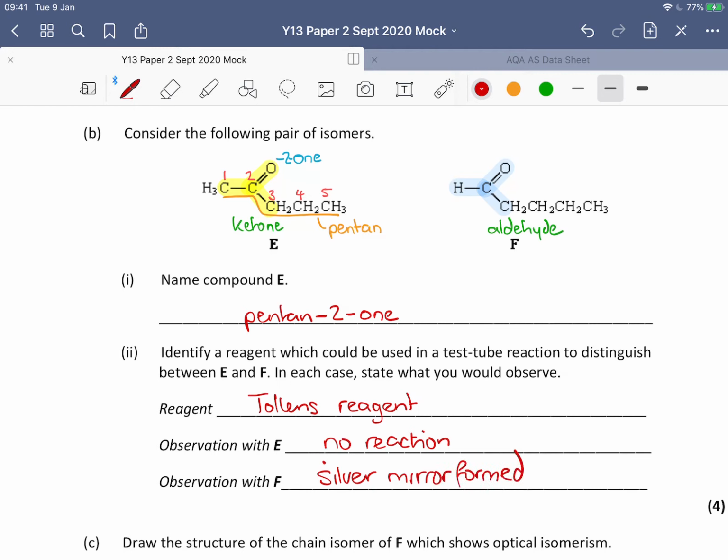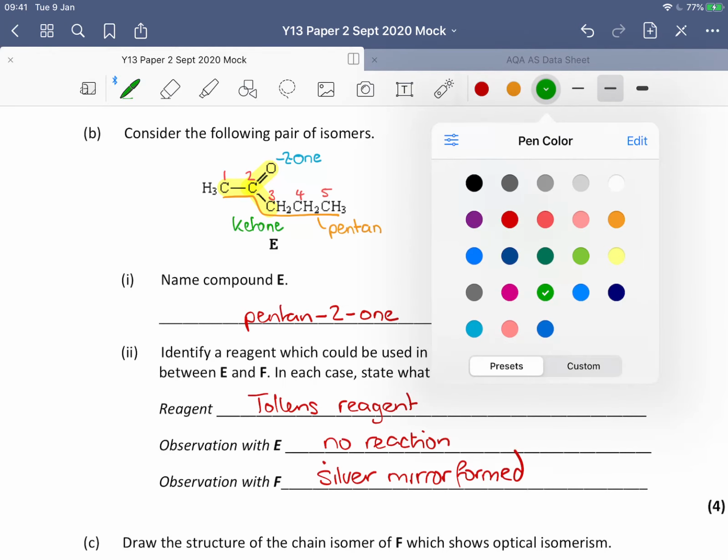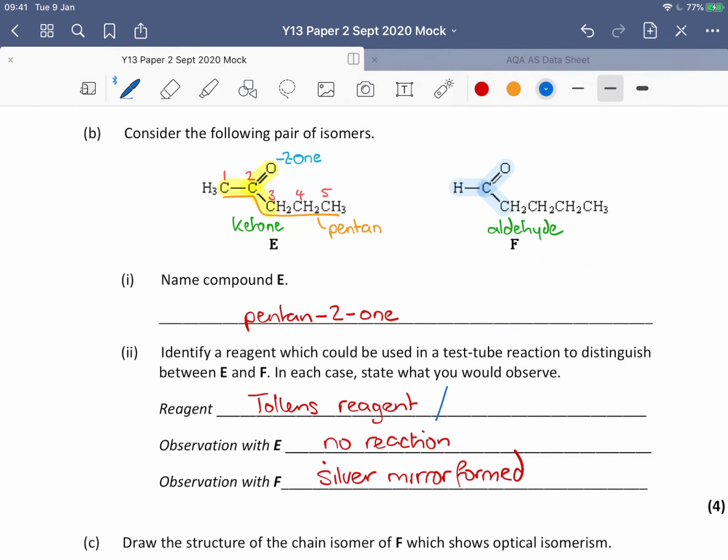The other common test, so I am going to write the other test, that one that's common. So let's do it in that blue. The other common one that you could do is Fehling's solution. And again, we would write no reaction. And for this one, we would say a red precipitate. You must say precipitate or red solid. You can't just say goes red, I'm afraid.